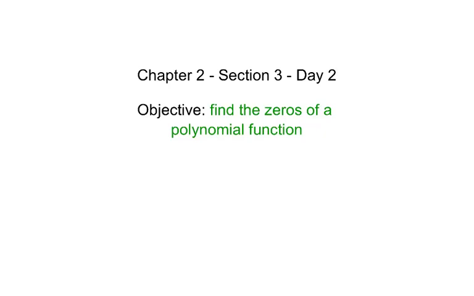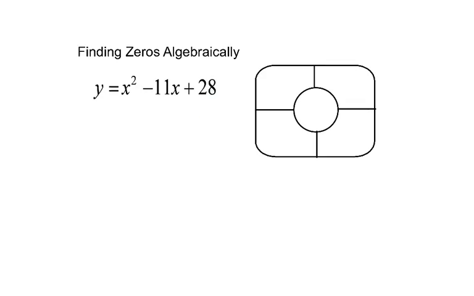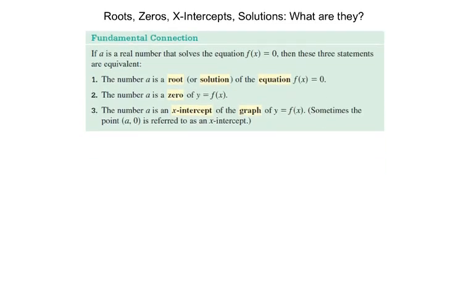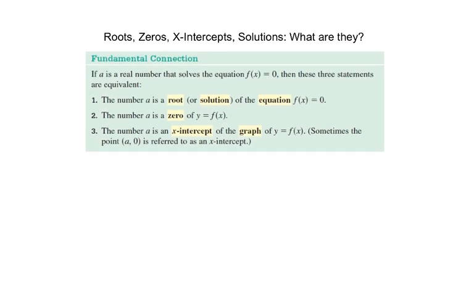Alright, so here we are with the Chapter 2, Section 3, Day 2 notes. And our objective is to find the zeros of a polynomial function. So, when we talk about finding the zeros, we're talking about roots, x-intercepts, solutions. They're all referencing the same idea. It's where that function, if you were to graph it, would go through that axis.